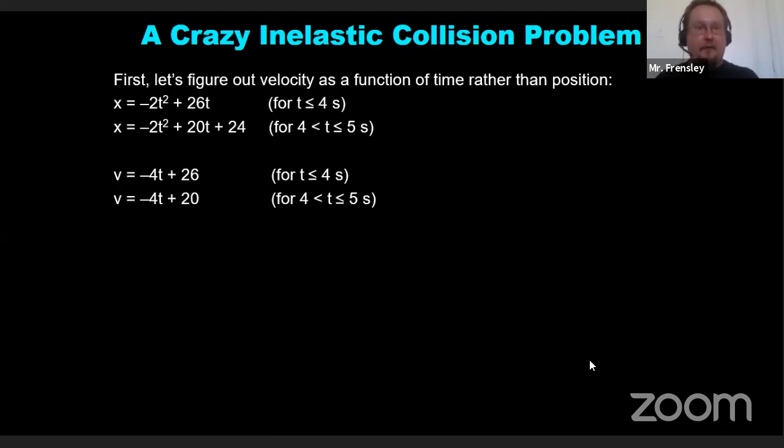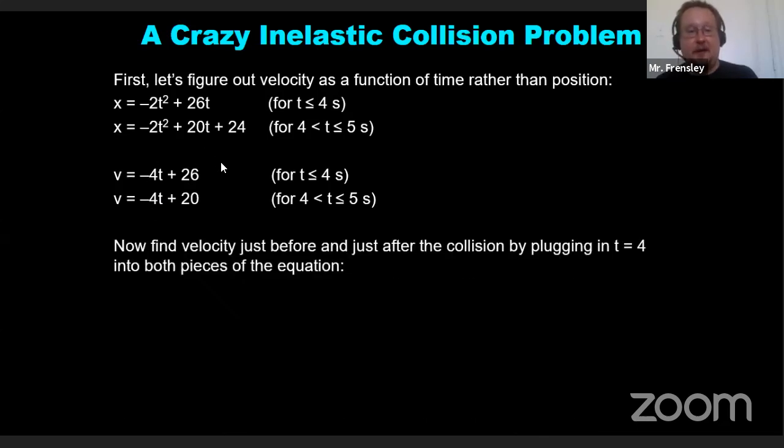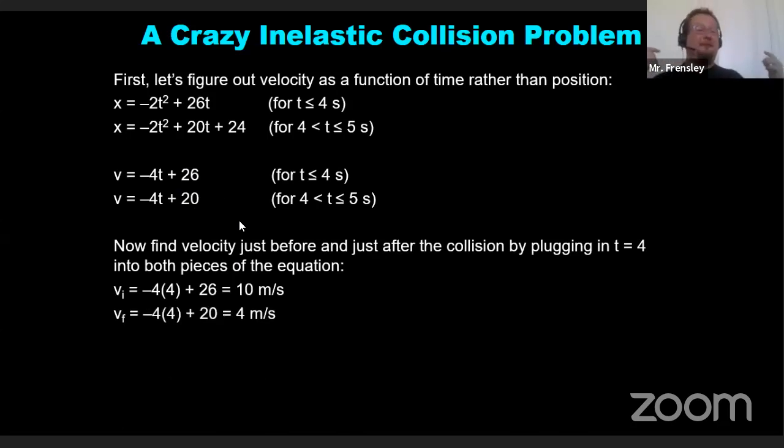I want to find out the speed just before and just after the collision. All the frictiony, slidey time I could not even care about. What I do care about is the velocity right before and right after the collision. So let's plug a time of 4 into the before velocity and plug a time of 4 into the after velocity. Plug 4 into the initial velocity and you'll get 10 meters per second just before the collision and 4 meters per second just after the collision.